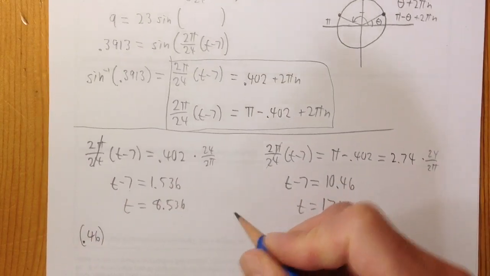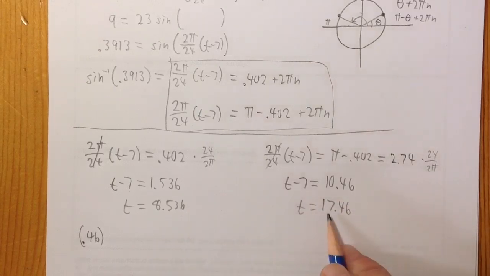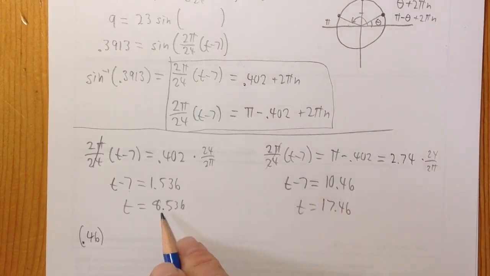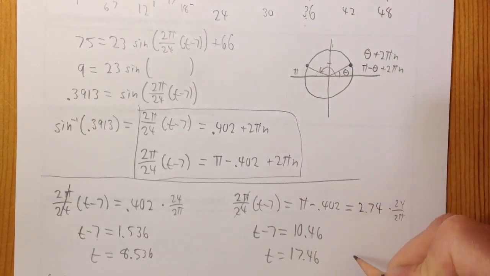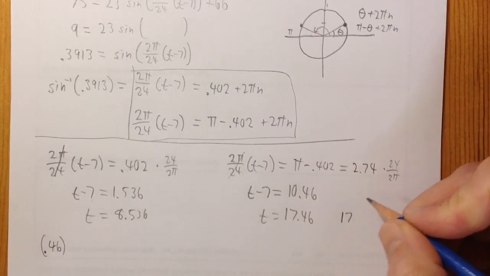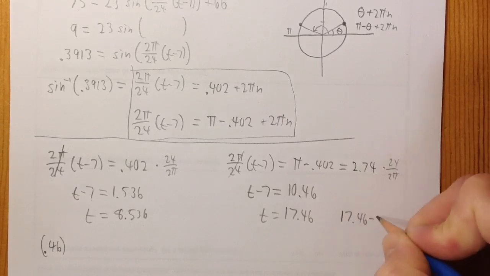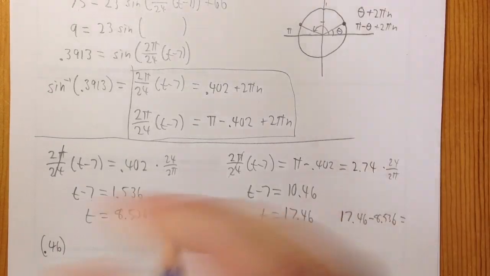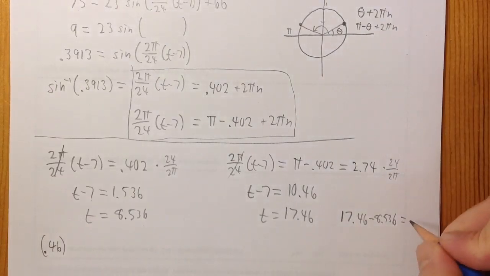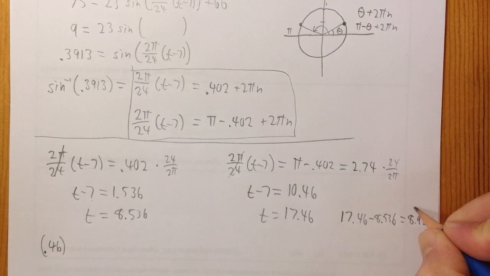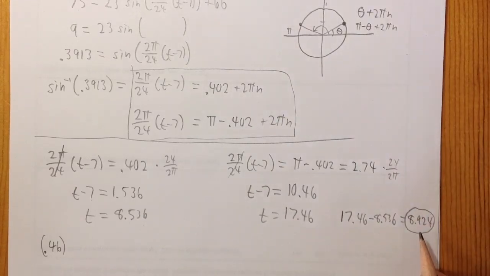Let's add all these up. Then every day we have 17.46 minus 8.536. That's how many hours a day it's above 75 degrees. So let's just do that subtraction here. 17.46 minus 8.536. I get 8.924. So that's how many hours every day we're going to be above 75 degrees.